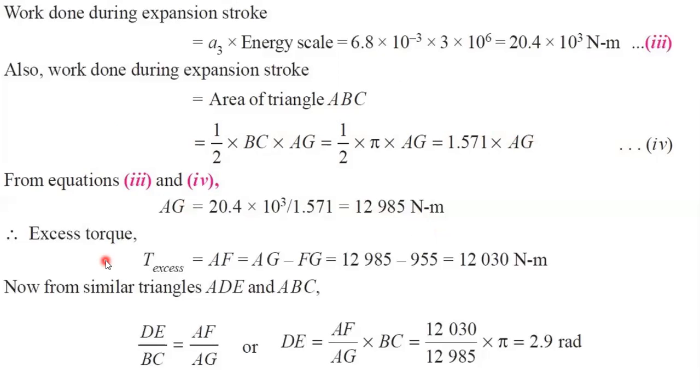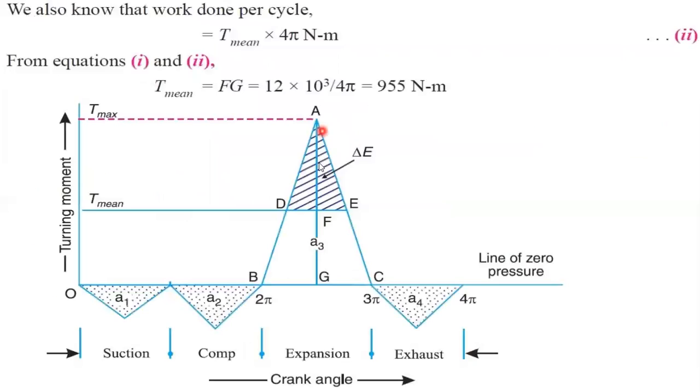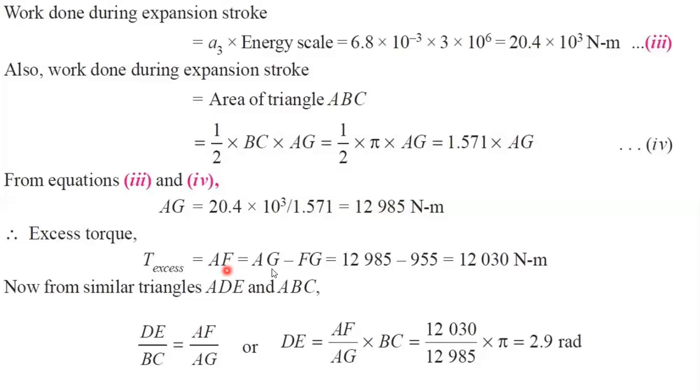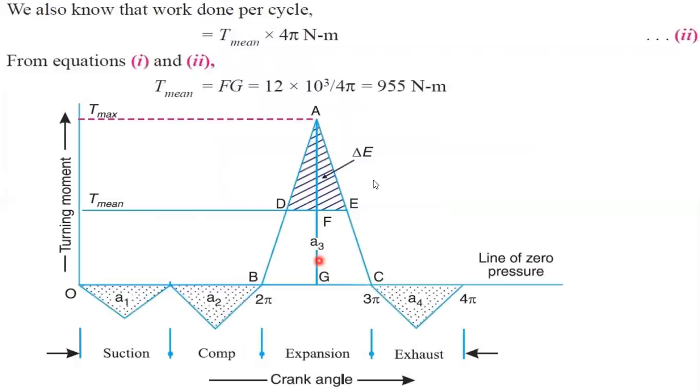Excess torque. See, this is the excess torque, right? So AF is the excess torque. So if you want to find AF, it means AG minus FG, and you will be determining the excess torque. Now we need to determine the maximum fluctuation energy. So del E for this triangle ADE. For that we need to have the value of DE. We don't know that. We need to find that.